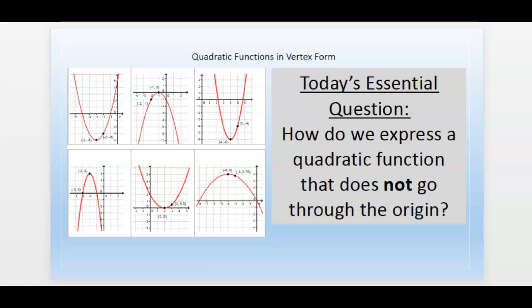Again, the essential question, and you'll need this for the homework check: How do we express a quadratic function that does not go through the origin?